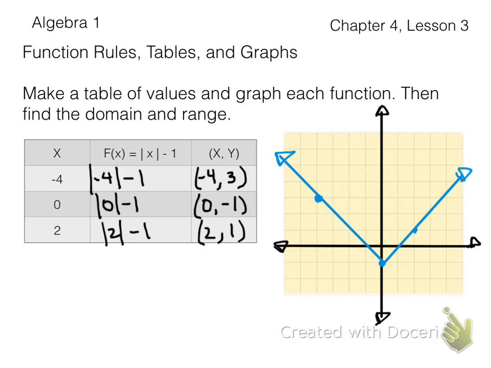If you did more inputs, you're going to get a more defined V, and this is normally what happens when you have absolute value in a problem. You're going to get a really nice V shape going on.